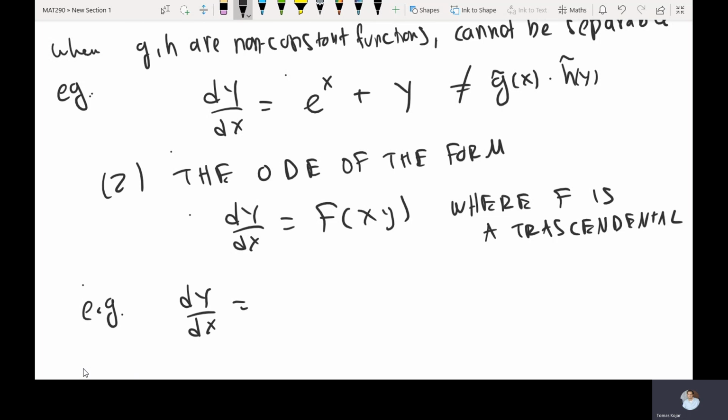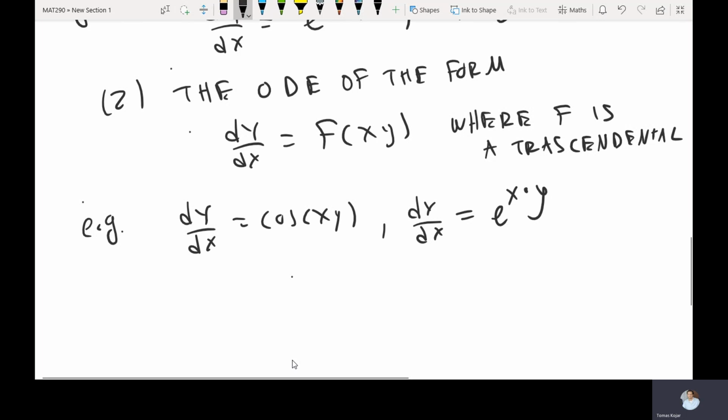dy/dx equal to cosine of xy, dy/dx equal to e to the xy, right? So because this is a common mistake, let me say it here. This is not equal to e to the x times e to the y. This is equal, in fact, to e to the x plus y. It's a side note. So yeah, this is not separable.